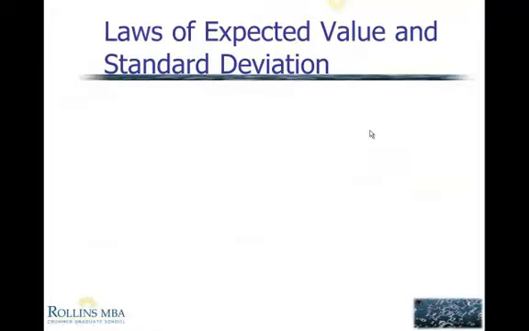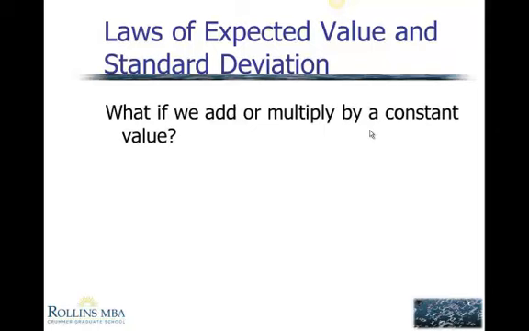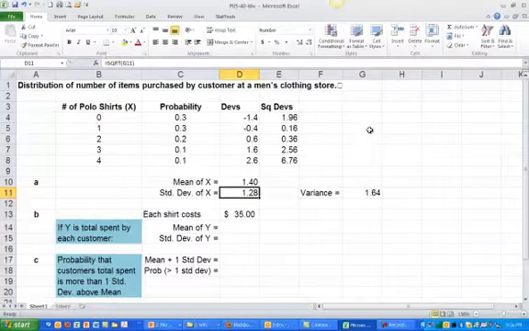Let's talk a little bit about what happens when you add or multiply a constant times a value, because as we continue on in problem 40, it says, suppose each shirt costs $35. Then come up with some new variable y, which is the total amount of money in dollars spent by a customer when he visits the clothing store, and you're asked to find the mean and standard deviation, not of the number of shirts purchased now, but of the amount spent.